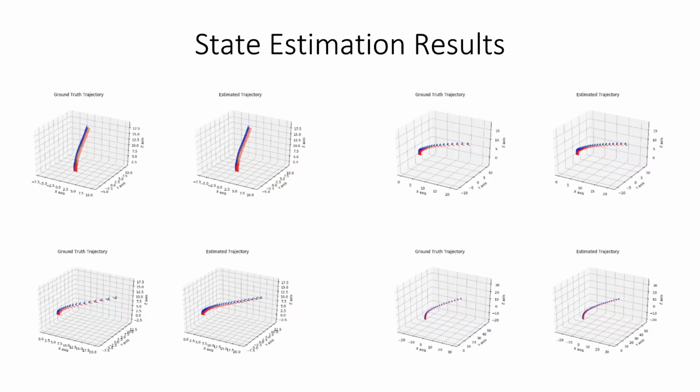Here we display the state estimation results showing the ground truth trajectory and the estimated trajectory. These are qualitative results, and as can be seen, the estimates are very accurate. As per the absolute trajectory error, it is less than 1% relative error.